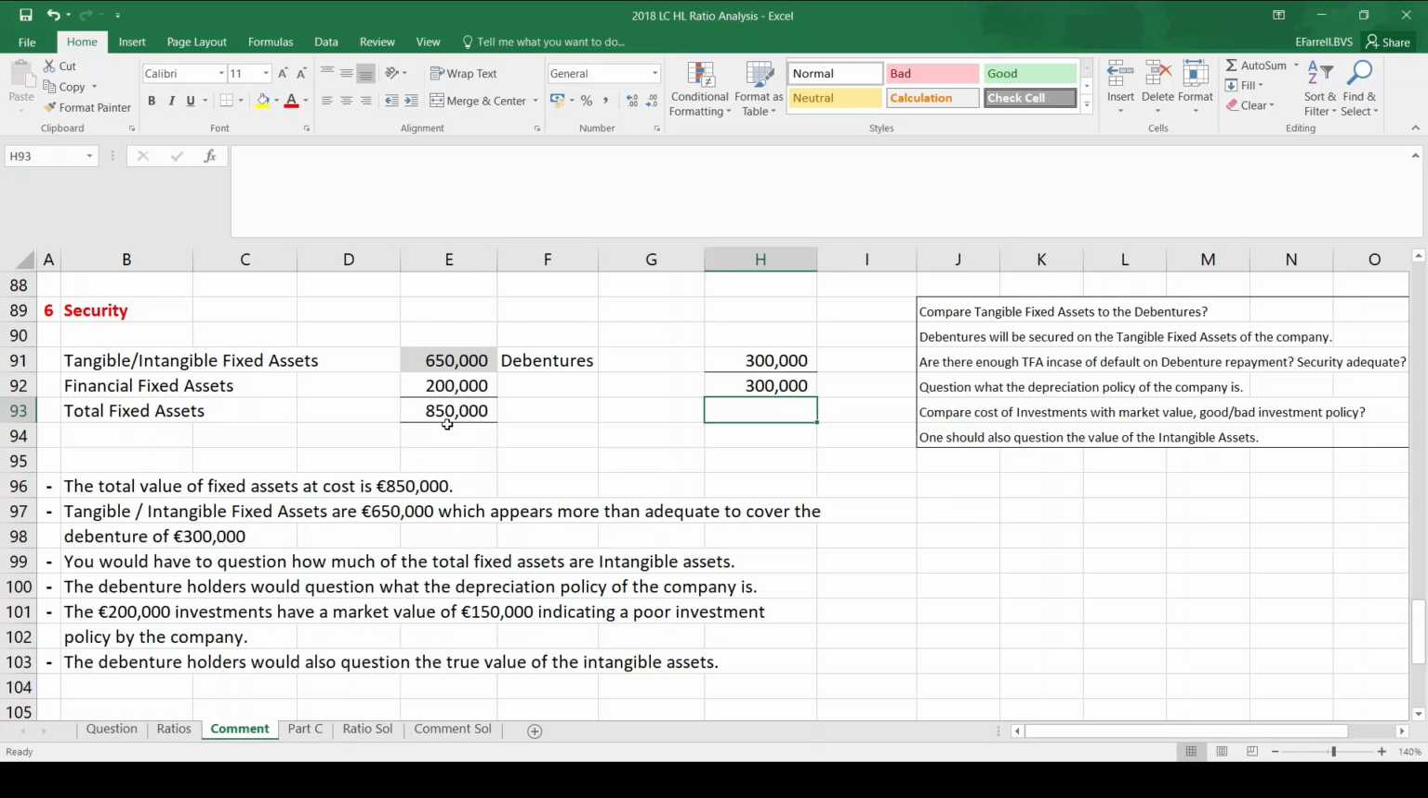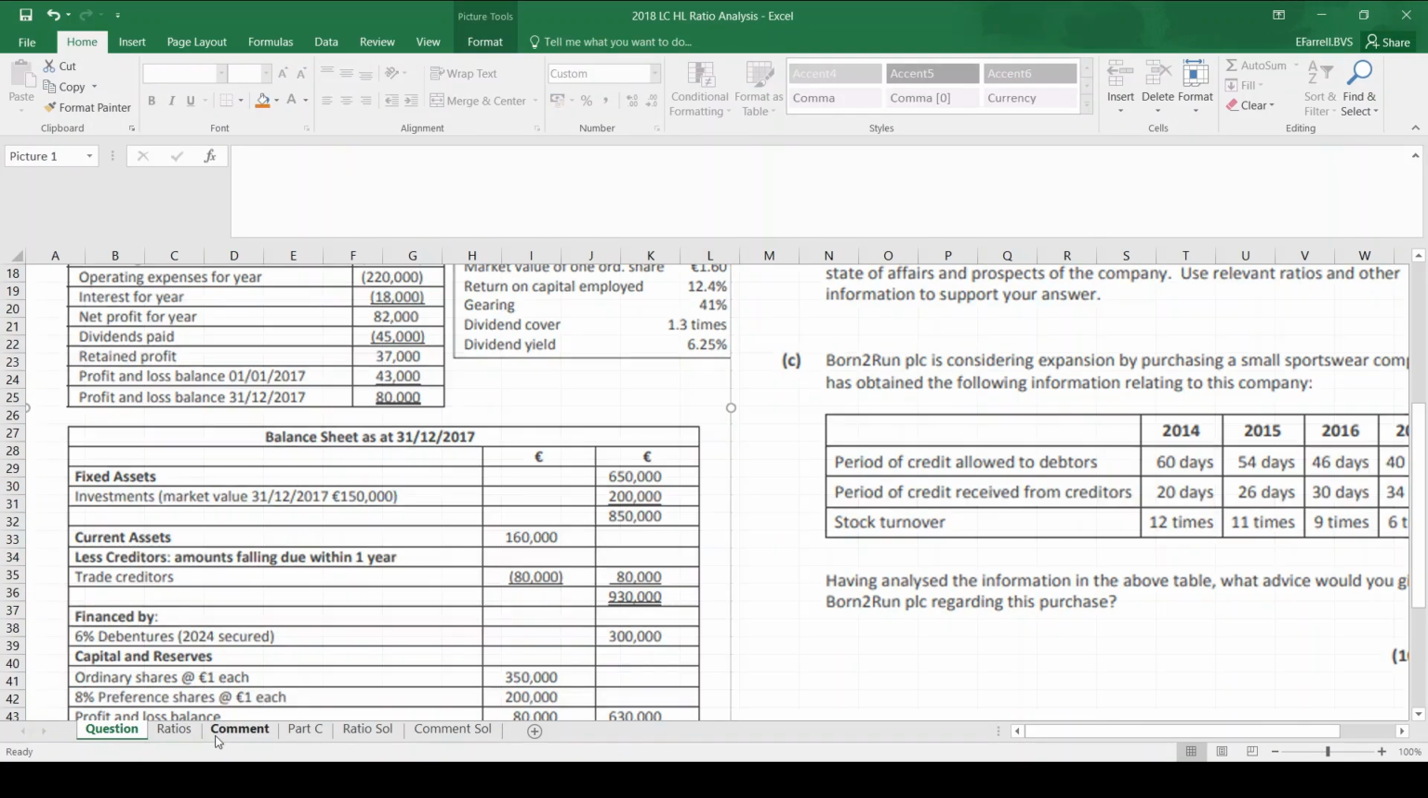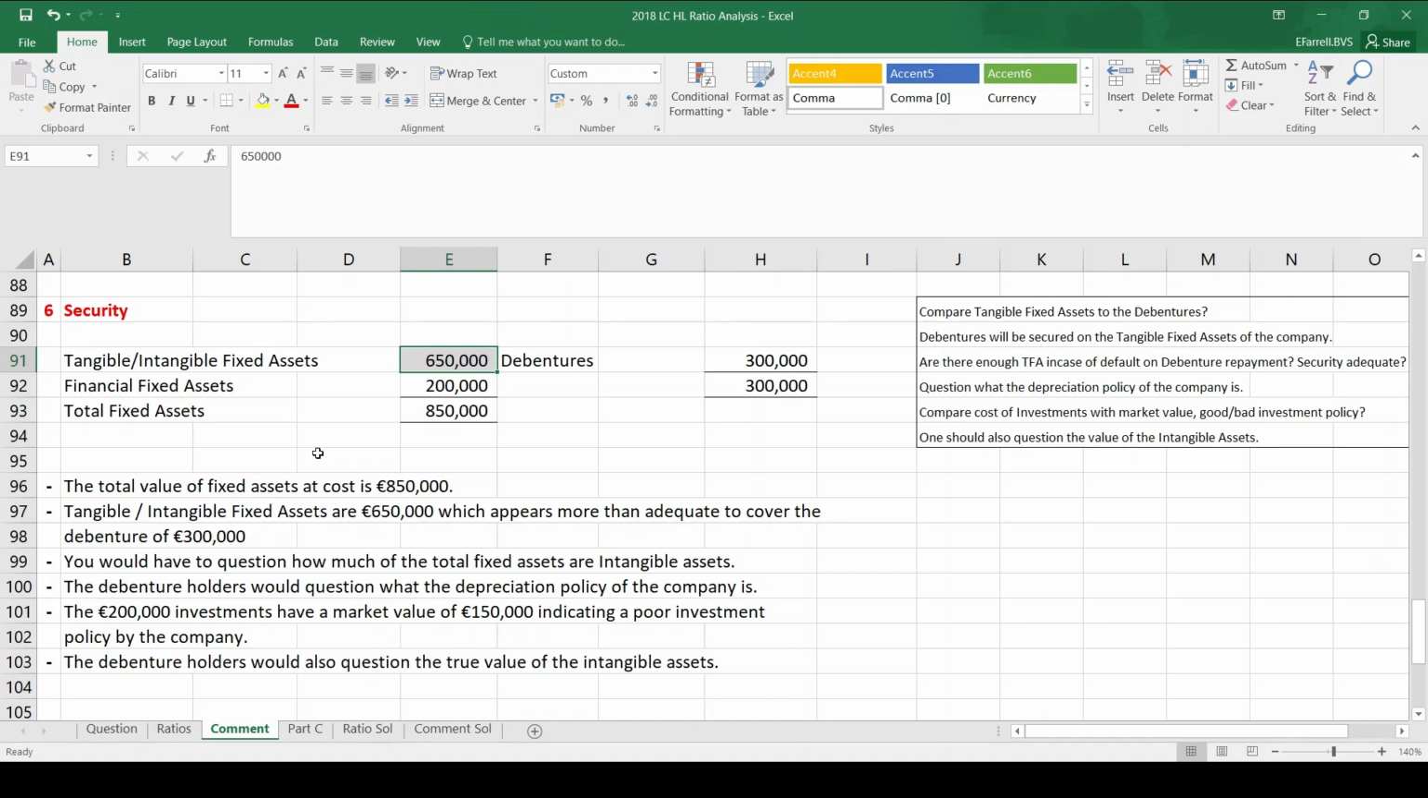So this is 850,000. Now sometimes we are given a breakdown of tangible and intangible fixed assets, but here we're not. We're just told that there's 650. We're just told fixed assets, so we don't know what's tangible and what's intangible. So the fixed assets of 650 appear more than adequate to cover the debenture of 300,000. You would have to question how much of the total fixed assets are intangible assets, okay? Because the tangible assets are obviously better. They're easier to change into cash if need be.